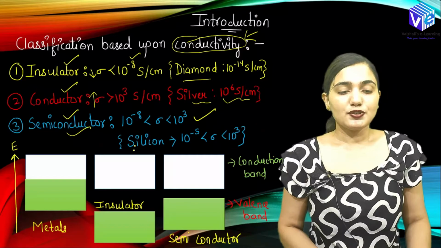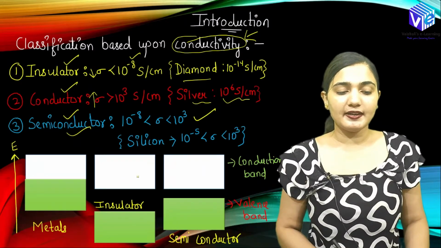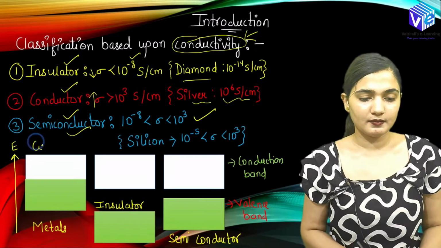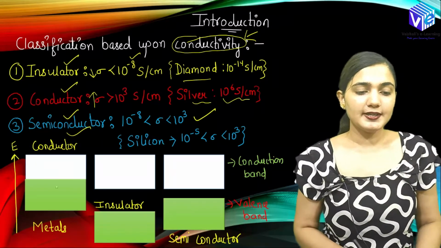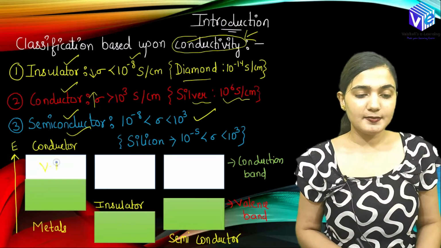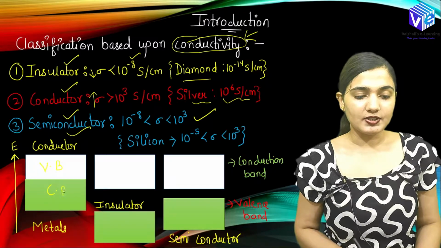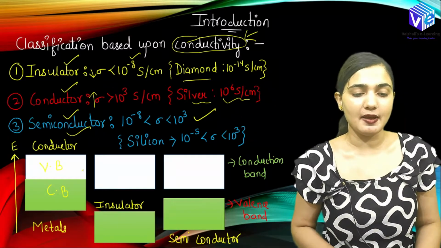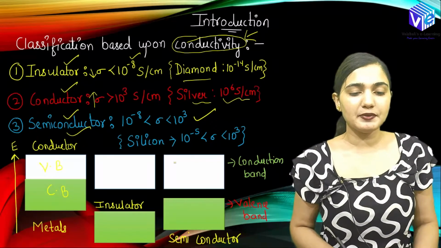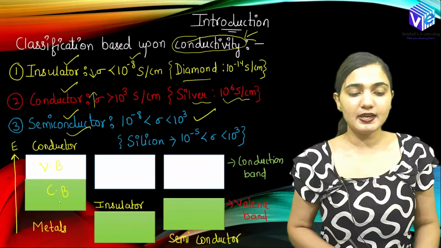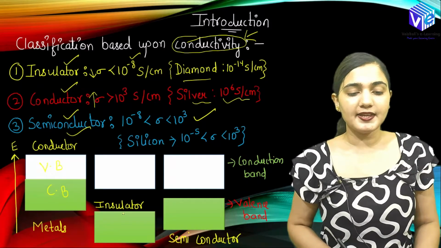For example, I have silicon whose conductivity varies between 10 raised to power minus 5 to 10 raised to power 3. So now you can see these are the energy band diagrams for metals, or I can say conductors. For conductors, the energy band diagram would be like this. This is my valence band and this is my conduction band. For insulators, you can see the valence band and conduction band have a bigger energy gap. Here the valence band is overlapping with the conduction band, and in the semiconductor the energy gap is in between the conductors and the insulators.